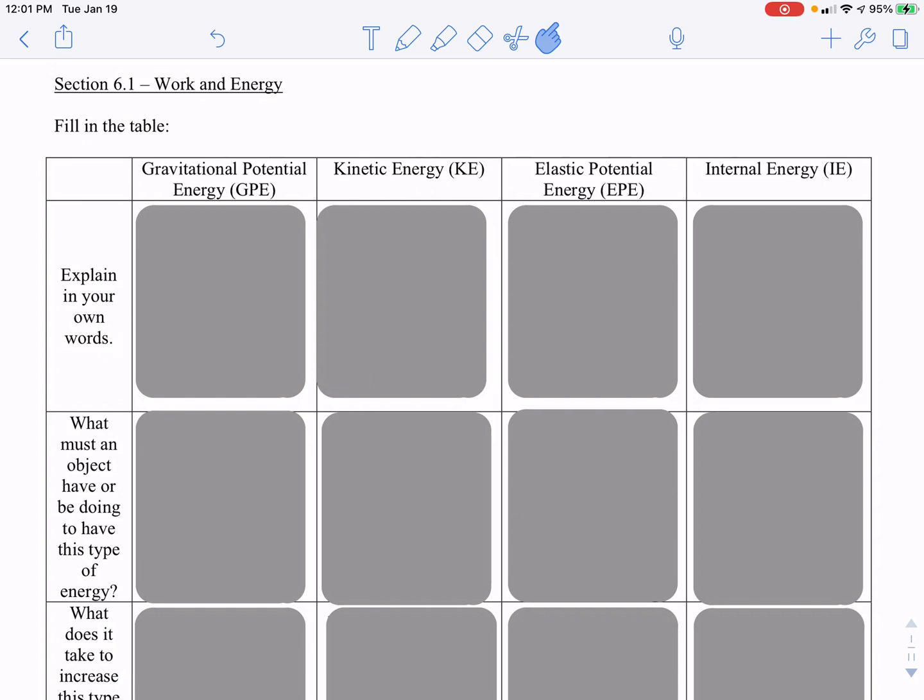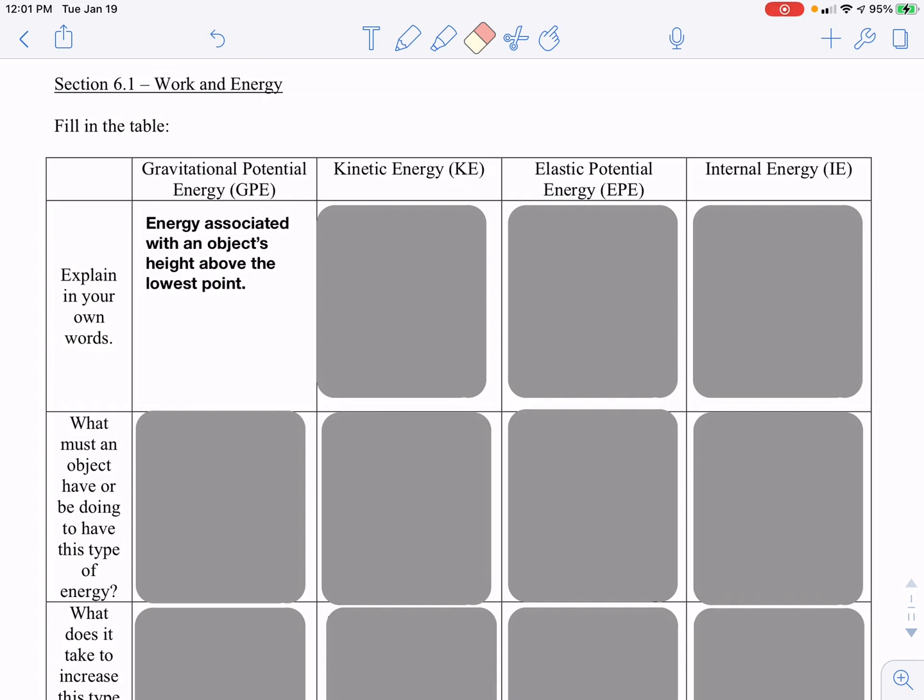So let's begin. We can take a look at gravitational potential energy as the energy associated with an object's height above the lowest point. Another way you can think about it is the potential for gravity to do work. The higher you are, the more potential gravity has to do work. Kinetic energy. Kinetic energy is the energy associated with motion. Any moving object has kinetic energy.